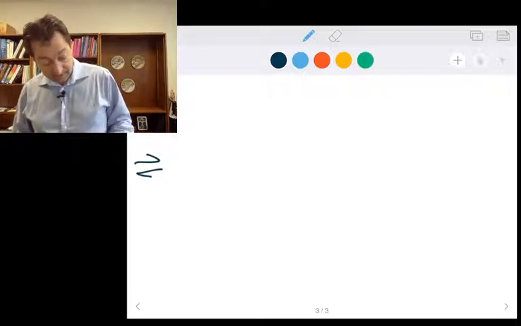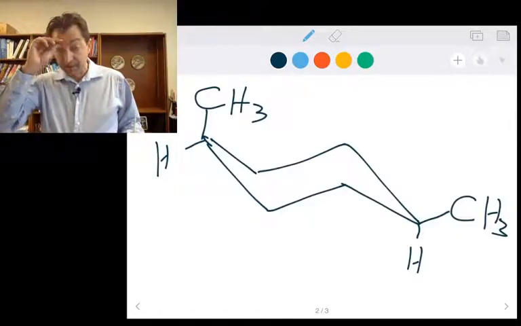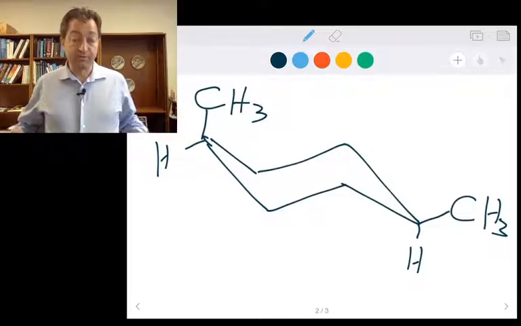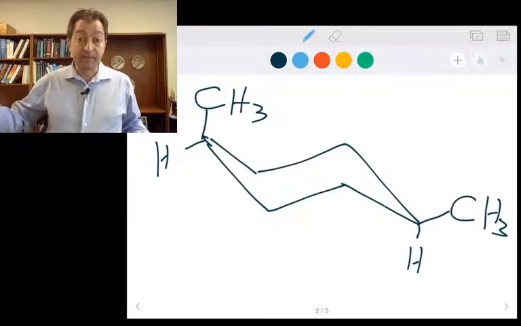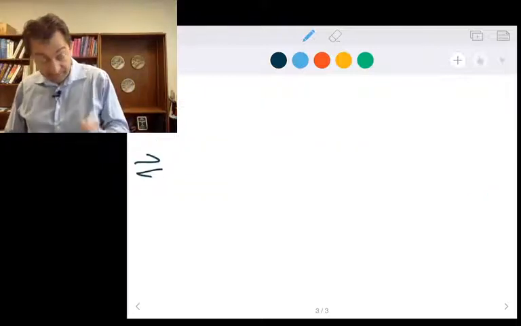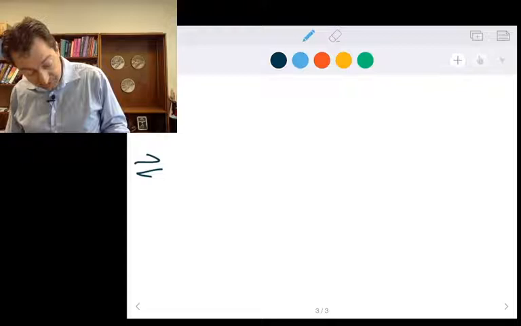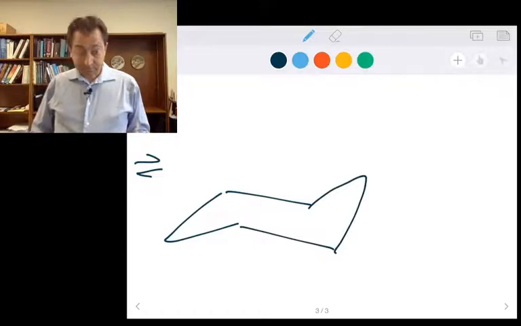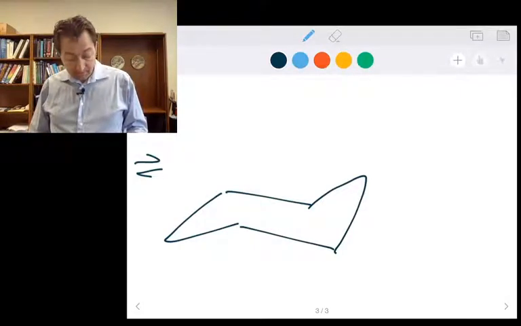So let's take a look. And again, as we go from one chair conformation to the other chair conformation, what was the headrest goes down to become a new footrest, and what is the footrest goes up to become a new headrest. So let's see if we can draw that chair and then figure out where those substituents go. So there's a new chair. What was the headrest has become the footrest, and what was the footrest has become the headrest.